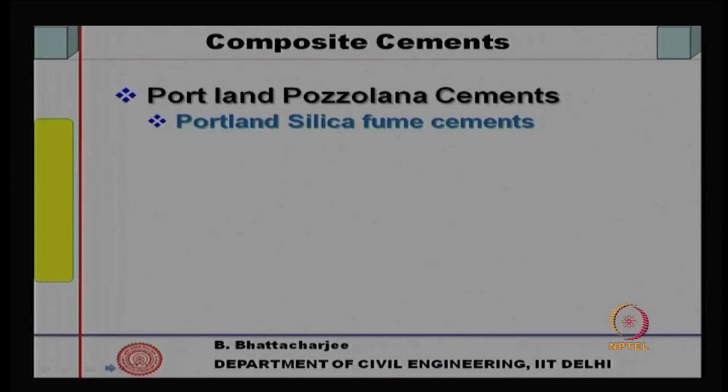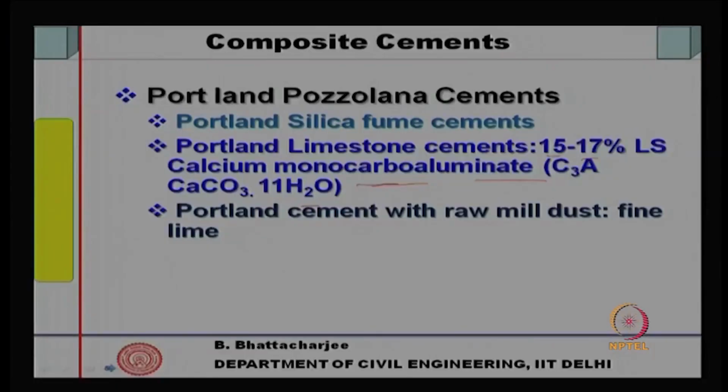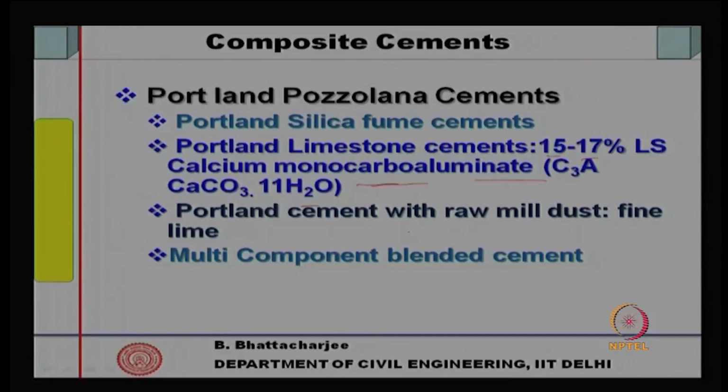Composite cements, Portland pozzolana cement, Portland silica fume cement, Portland limestone cement. Now, you can add a small amount of limestone. It is not purely inert material, so 15 to 17% limestone has been added to the cement system, and it has been observed that it can form compounds like calcium monocarboaluminate, which has some sort of bonding properties. So, some amount of limestone is used, but otherwise limestone is used as a filler. It definitely is a filler, increasing the paste content or cohesiveness of the paste. This we will discuss sometime later on in the case of mineral admixtures.